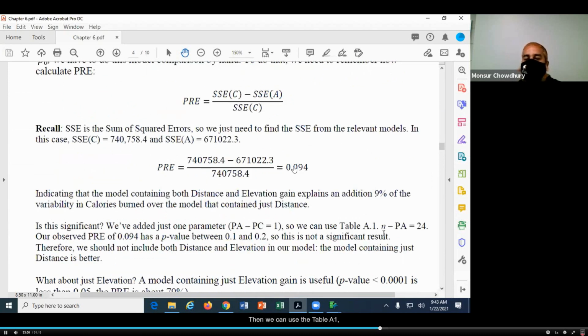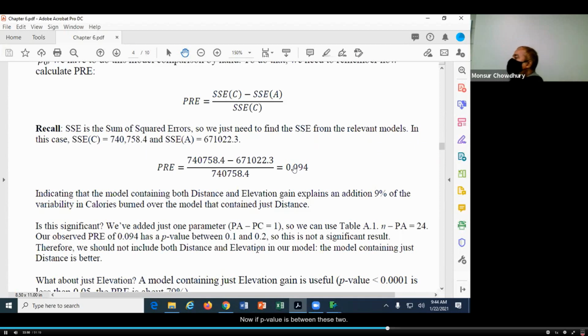And then we can use Table A1, which is at the end of your book, in the appendix. We look at N minus PA, where N is the total number of observations. In our case, 27 minus PA, the number of parameters in the augmented model, which is 3. So 27 minus 3, we get 24. And our PRE for this case is 0.094, and it has a p-value between these two.